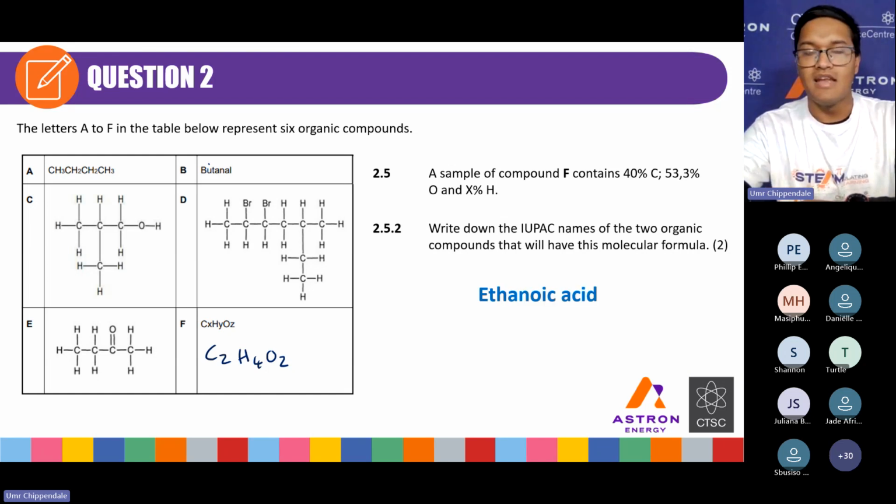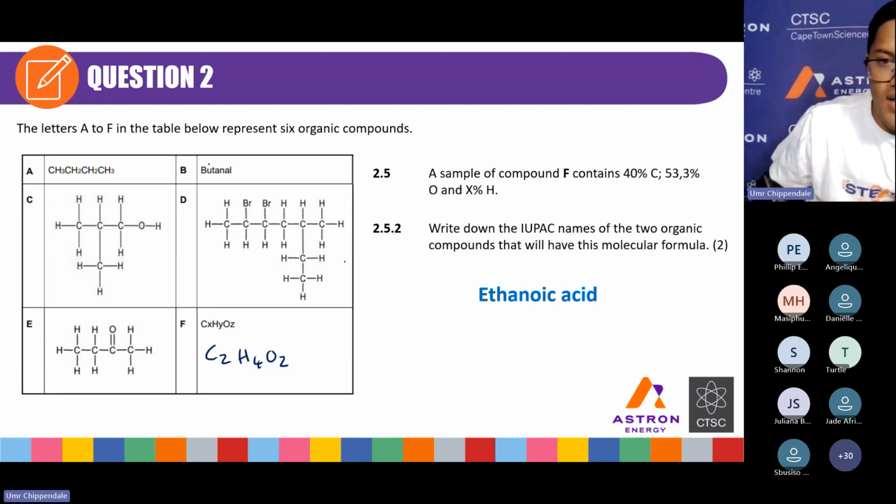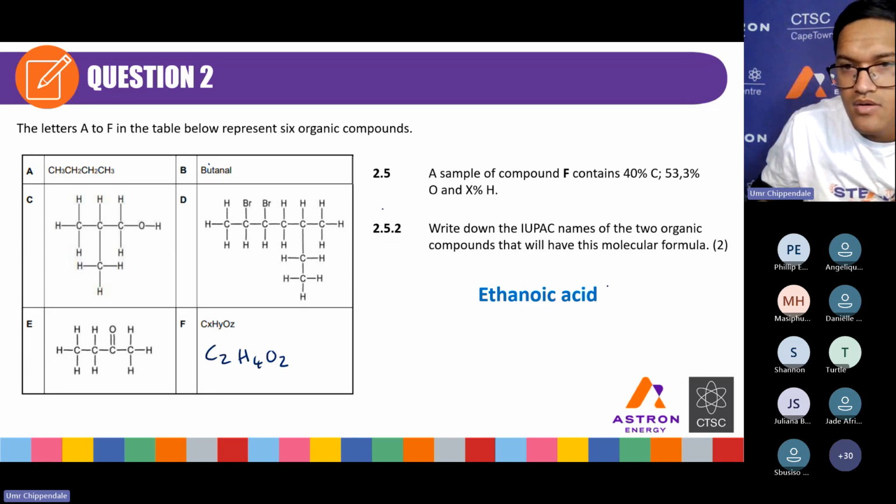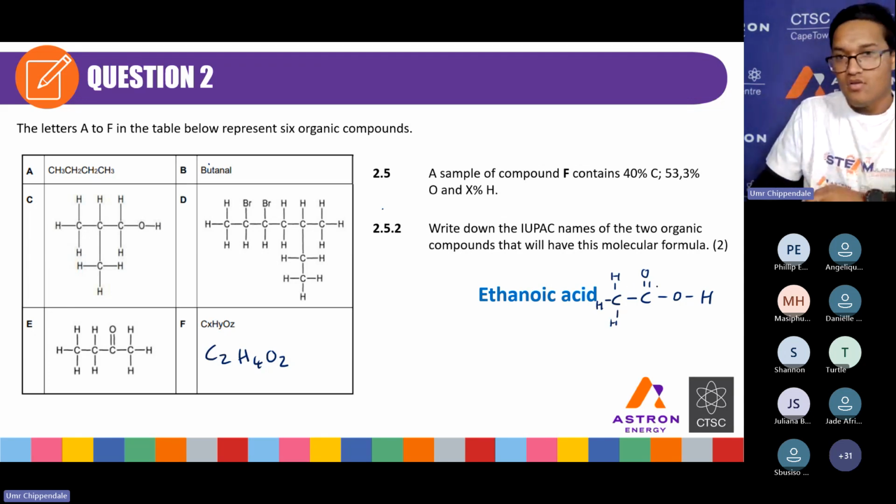It is going to be ethanoic acid, because we know it's dealing with two carbons, and we know ethanoic acid always deals with, here we go, C double bond O, OH group. You're going to have your second carbon, and you're going to have one hydrogen, hydrogen, and hydrogen. And if you count all of that up, it's going to be 4 hydrogens, 2 carbons, and 2 oxygens.